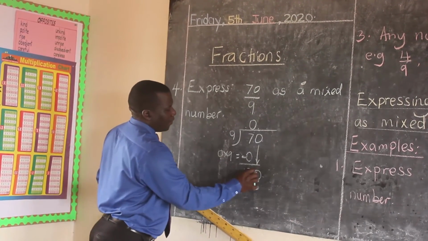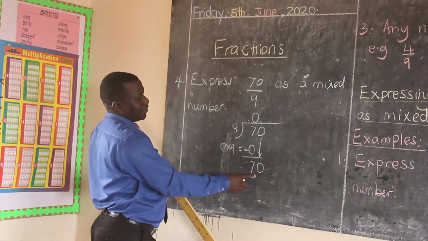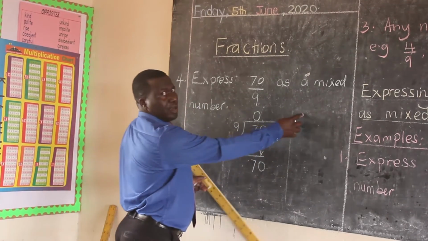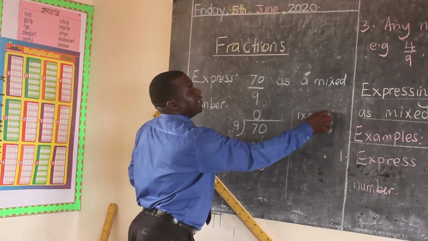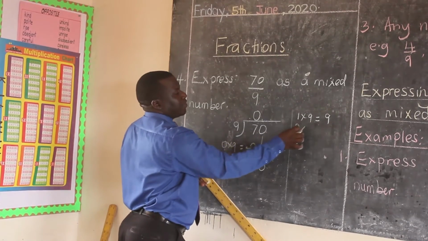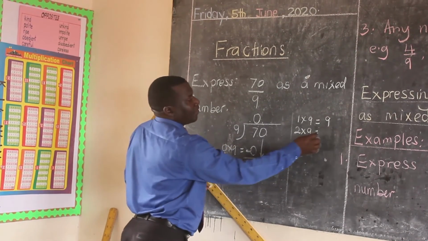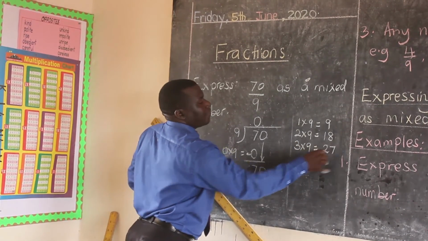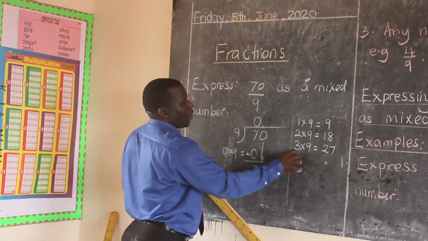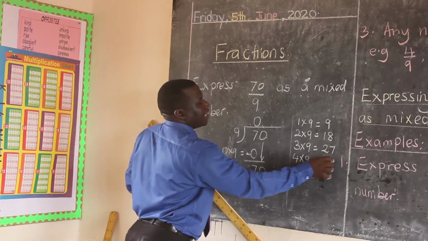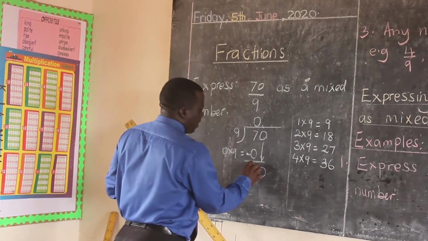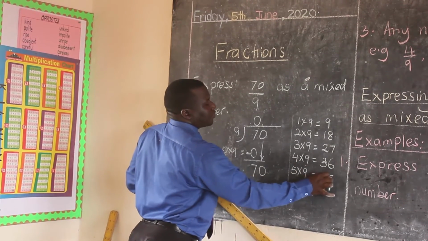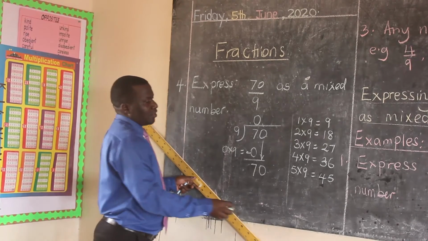Now look for a number which, when you multiply it by 9, gives you 70, or something nearest to 70. So let's have our side work. What is 1 times 9? You get 9. And what is 2 times 9? You get 18. 3 times 9? You get 27. And what is 4 times 9? You get 36. So you are not yet there. So when you go on, what is 5 times 9?